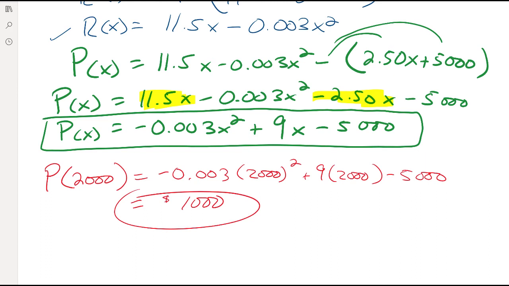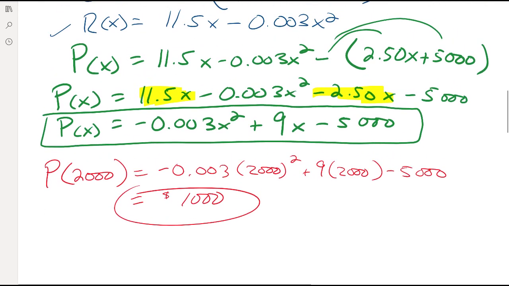Okay. So that's the generic process you go through. You figure out your cost function, figure out your revenue function. You get your profit function by doing revenues minus costs. Please make sure you put your costs in parentheses. Clean up your profit function and then plug in an X value.